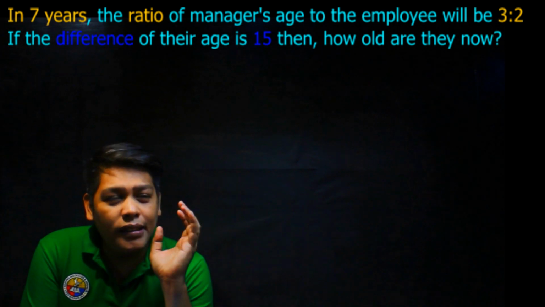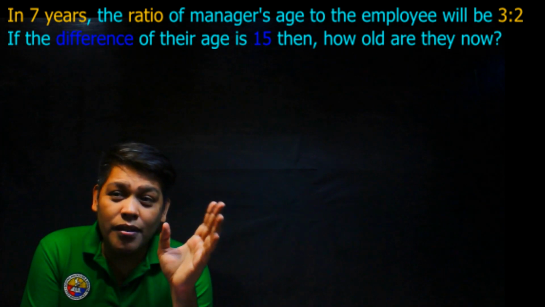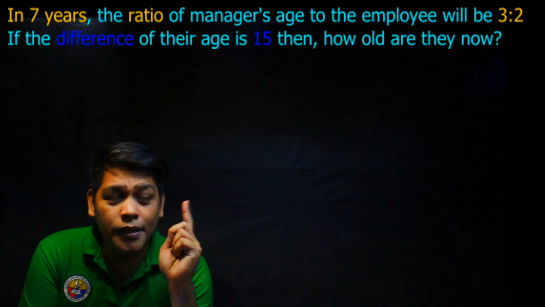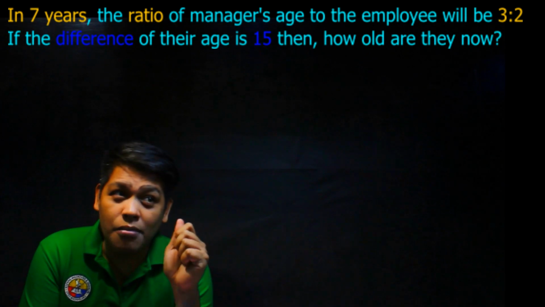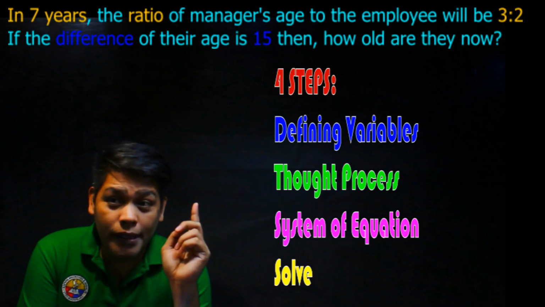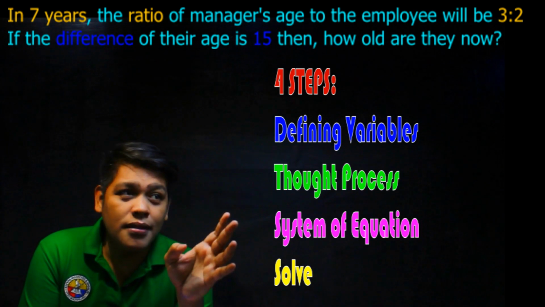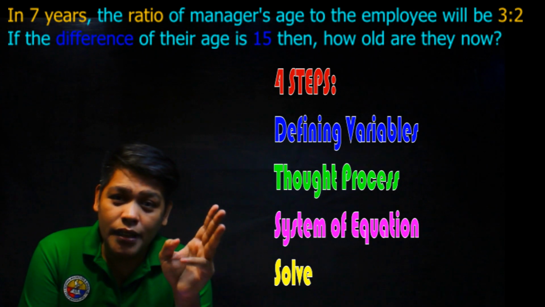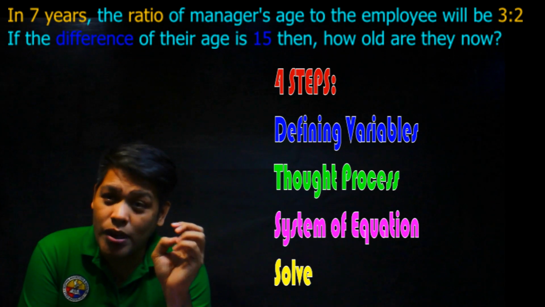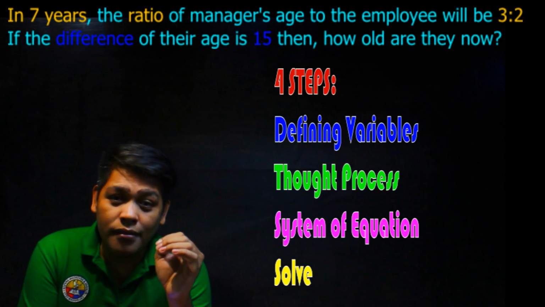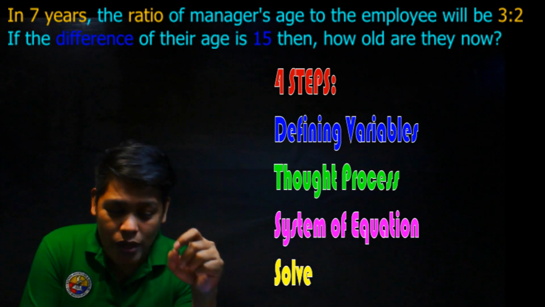In answering this problem, we need to follow 4 steps. Step number 1, defining the variables. Step number 2 is the thought process. Step number 3, the system of equations. And the last step is solving the system of equations.